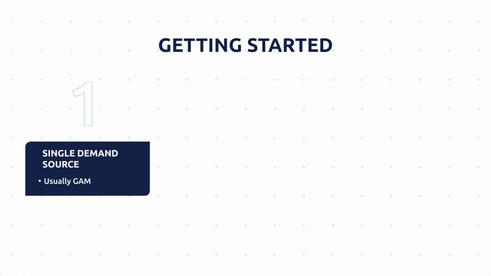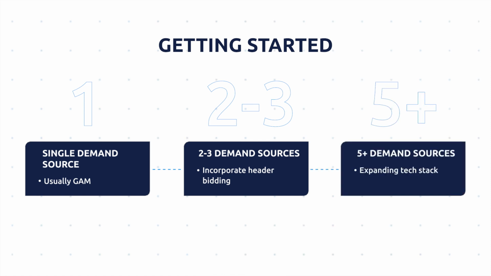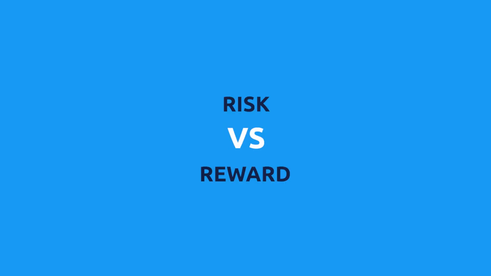As your user base grows beyond 500,000 page views monthly, you'll find yourself tipping the point where you'll find enough value in incorporating 2 or 3 sources of demand and a header bidding solution. Usually, the most advanced publisher ad tech stacks that we've seen managed in-house incorporate approximately 5 sources of demand. This level is usually triggered as websites crest over 1 million page views per month. Deciding what is right for you is simply a matter of weighing the risk and reward trade-off.